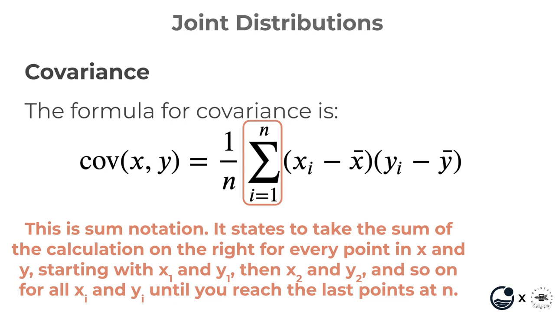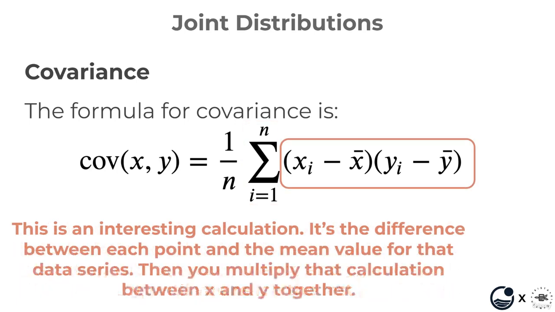So what this is doing is it states to take the sum of the calculation on the right-hand side for every point in x and y. So you're going to start with x1 and y1, basically the first row of data, then x2 and y2, the second row of data, and you're going to go on for every single row of data, so that would be every instance, for example, of total bill and tip, all the way until you reach xi and yi. Essentially, that goes all the way to n. I is just a placeholder for 1, 2, 3, 4, and so on, all the way to n rows or n data points. Now let's take a look at what's happening inside this sum.